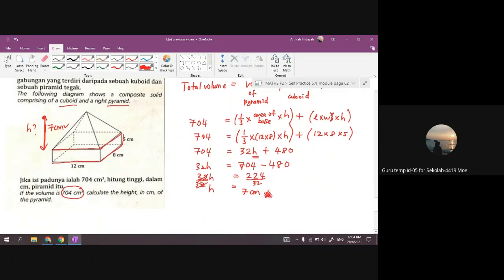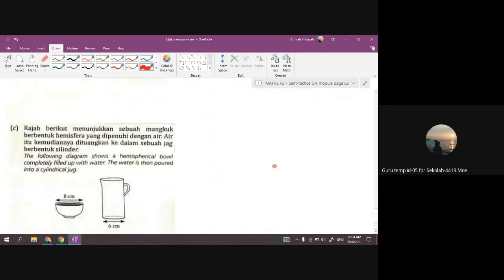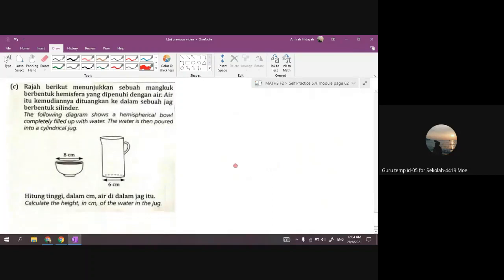This one is also easy. Basically, question in self-practice and module is very easy. It's not that challenging. Okay, so the last one, C. Okay, C ni adalah a bit, maybe a bit challenging lah. Susah sikit lah daripada yang sebelum-sebelum tadi tu.